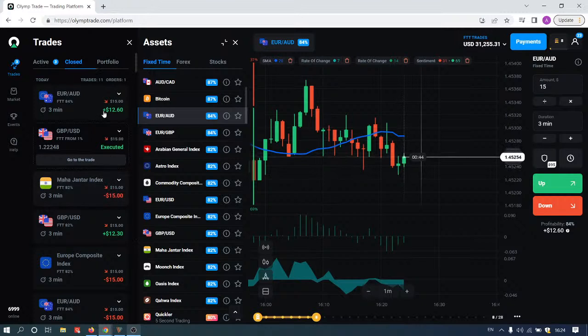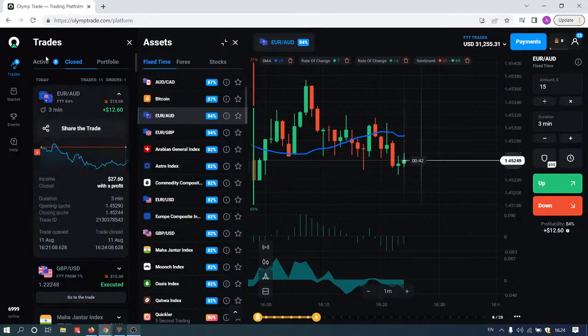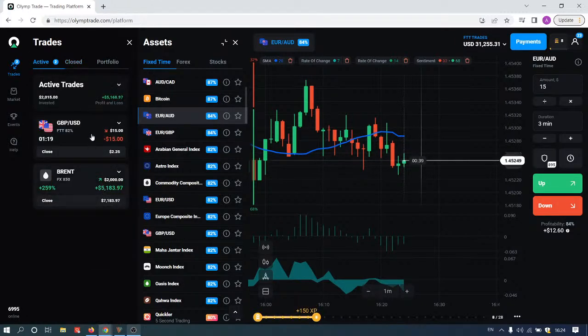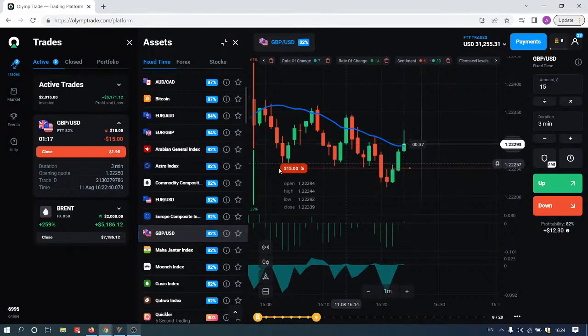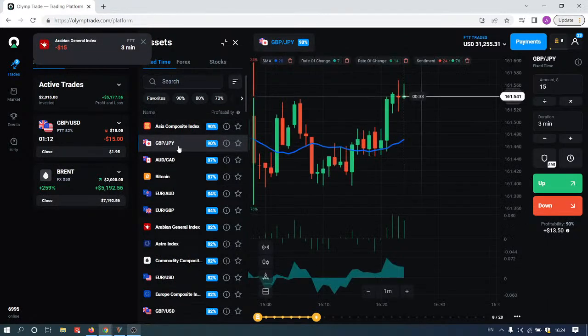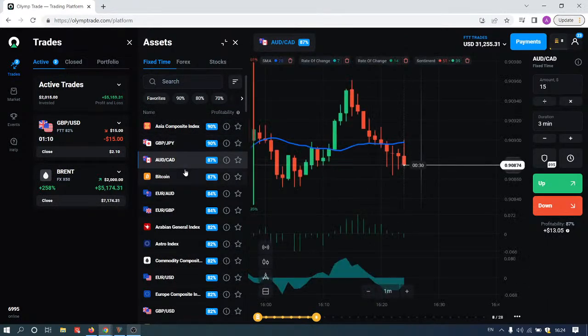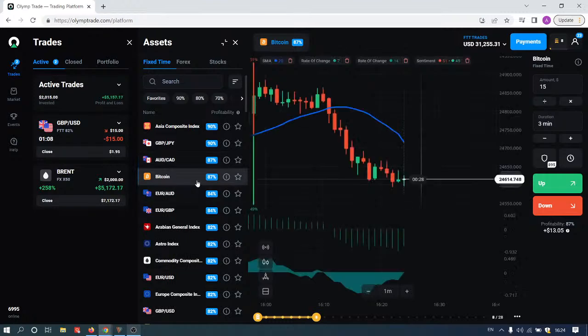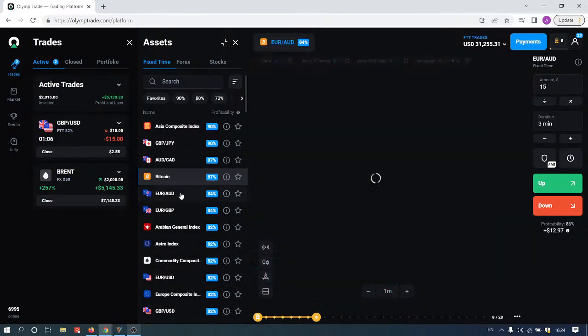Nice. So closing with the profit here. All right. So the market is difficult. One trade closes with a profit, and then the second one closes with a loss. It's not really stable trading.